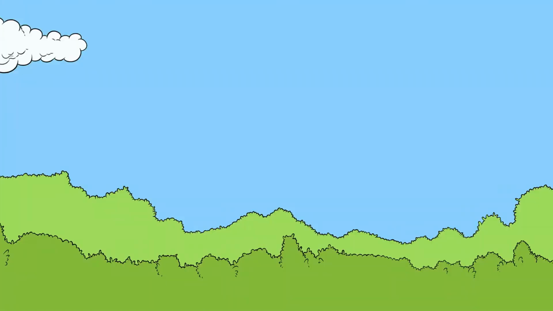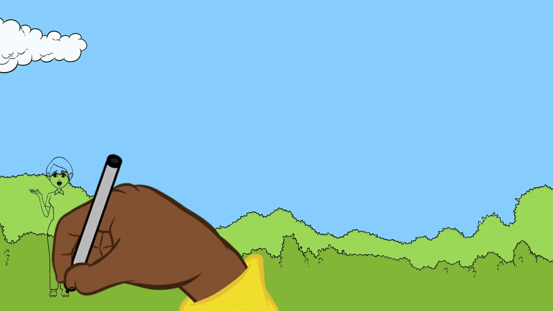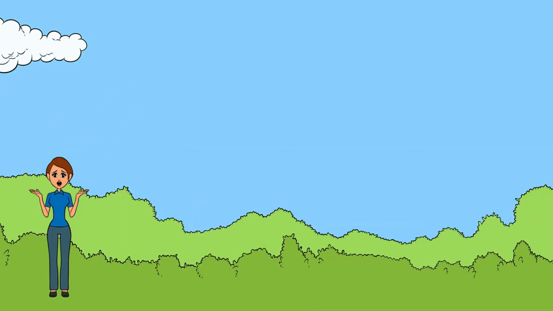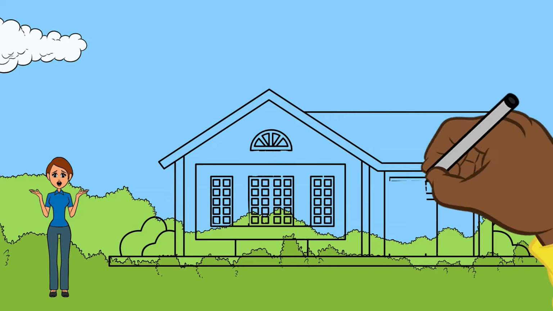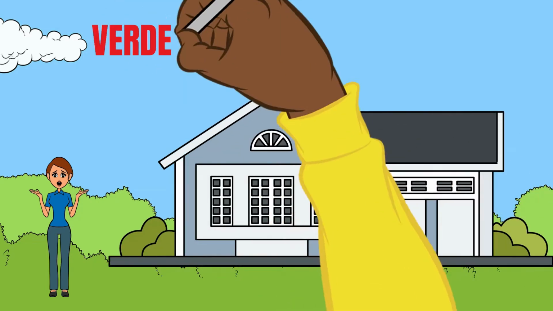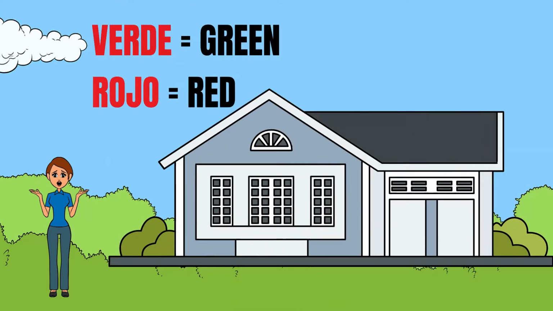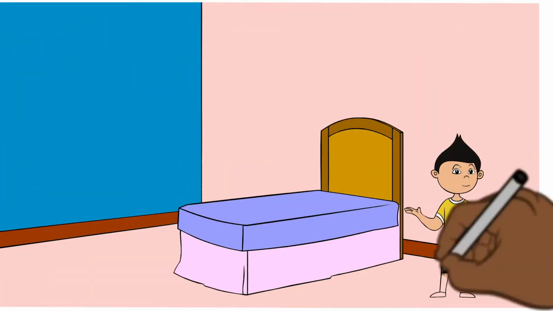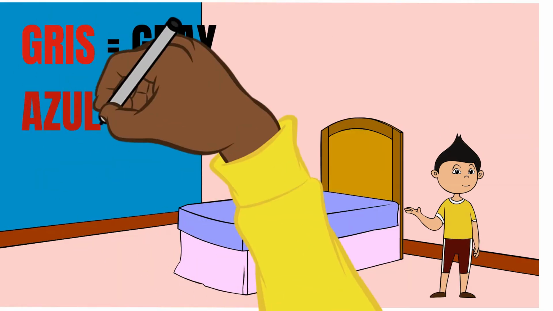Now that we solved the gender and the number of the Spanish colors, let's go back to the story and find out what the big problem is. You see, the problem was that his wife wanted the outside to be painted verde y rojo. She wanted their son's room to be painted gris y azul.